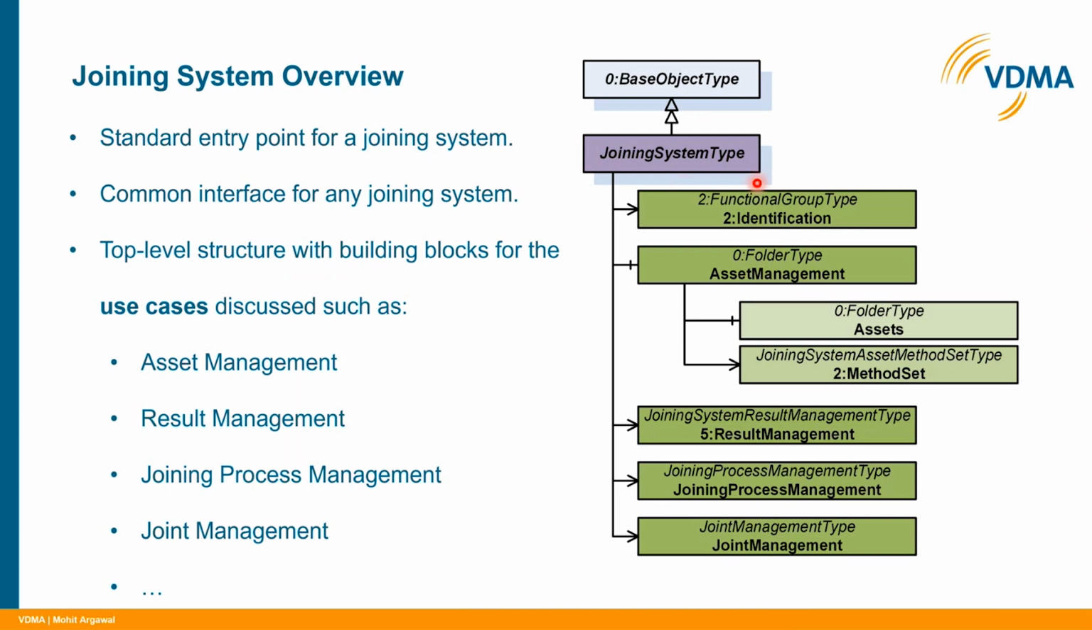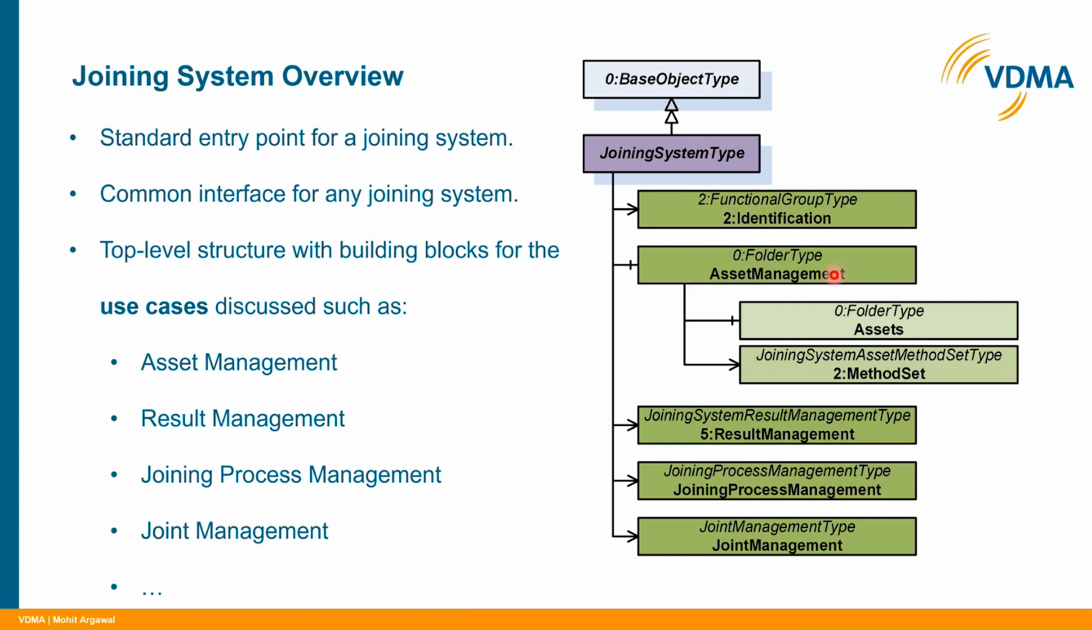And this joining system is not an asset, it is a collection of building blocks. So it's a top-level structure which helps in visualizing and organizing various use cases in a given joining system. So this is a primary common interface or the standard entry point. Now we can dig into each of these building blocks.